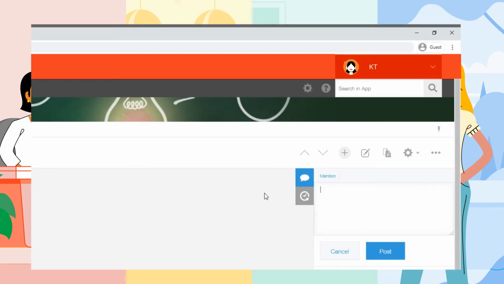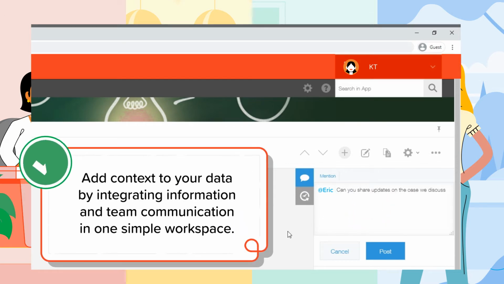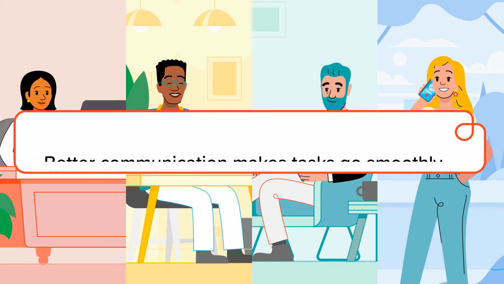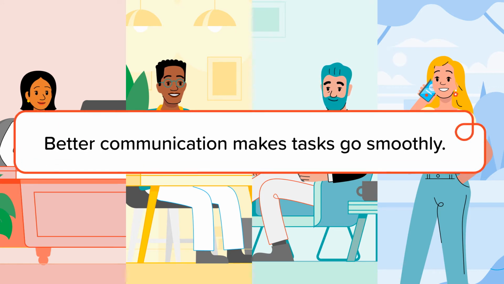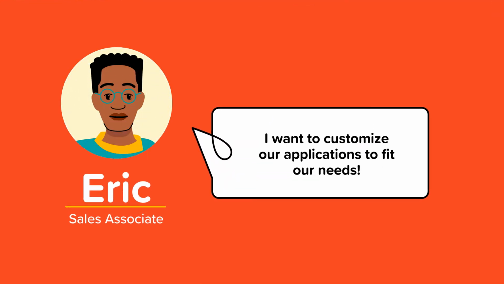As you can see on the right side, KT can use the comment section to communicate with her team members within the project's data record itself. Each data record has its own comment section, allowing KT's team to add context to their data. Thanks to Kintone, KT and her team have improved communication, making for a better teamwork environment.